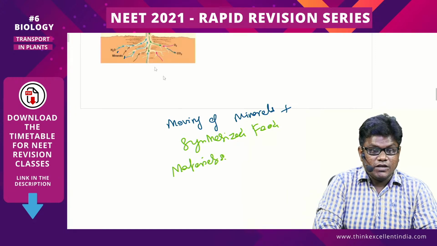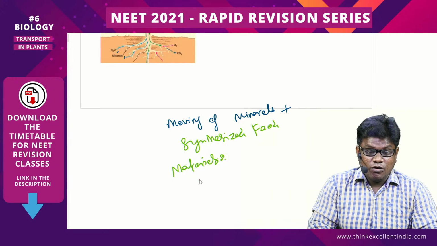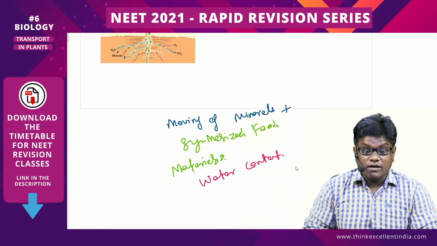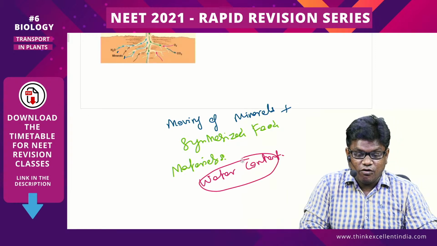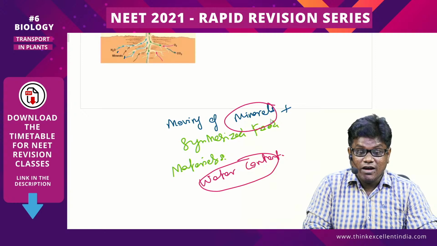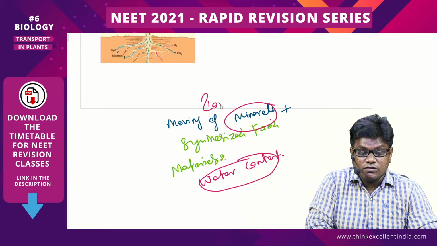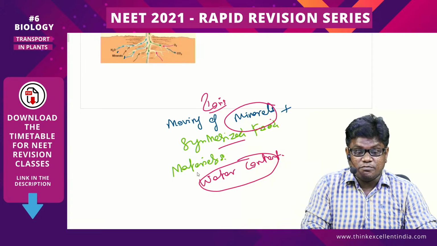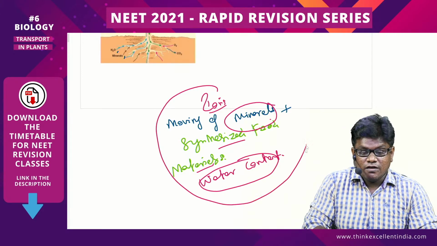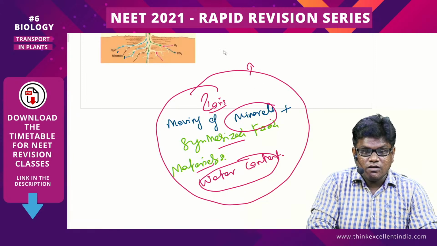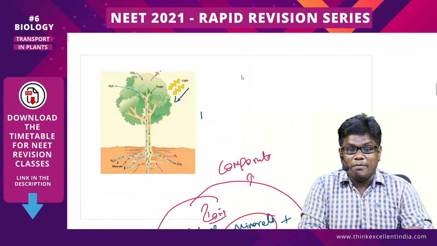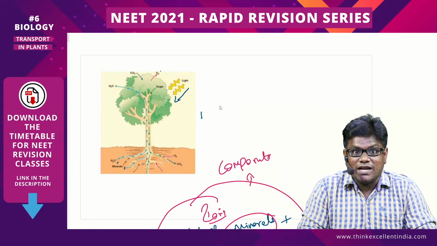Okay, and you can see some of the water content. See, the water content is helping all the minerals to get dissolved and be taken up in the form of ions inside the root system. And here the moving of minerals and synthesized food materials, and these are all the components for what? The water and minerals are getting incorporated into the plant system.